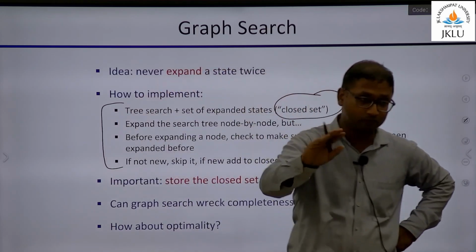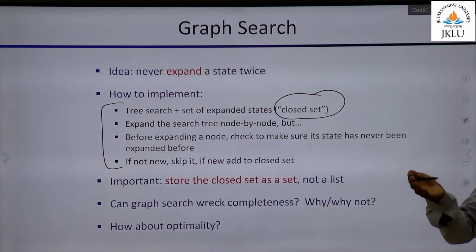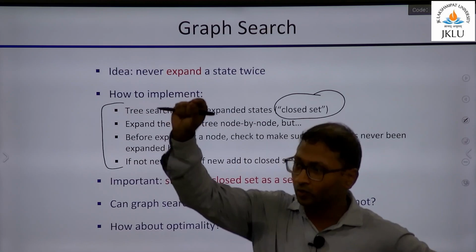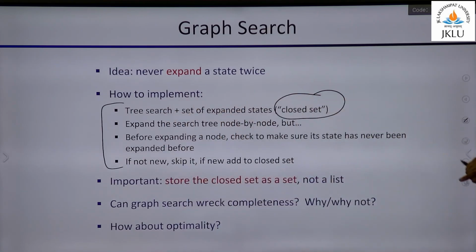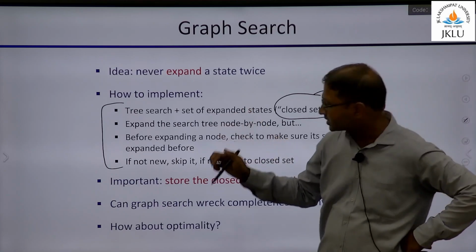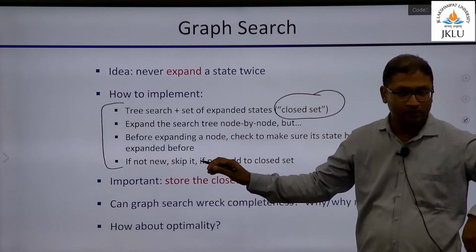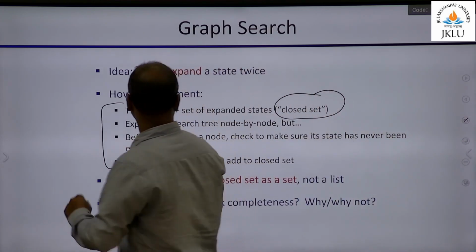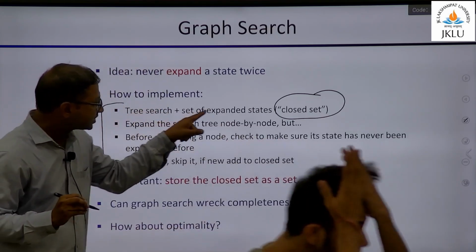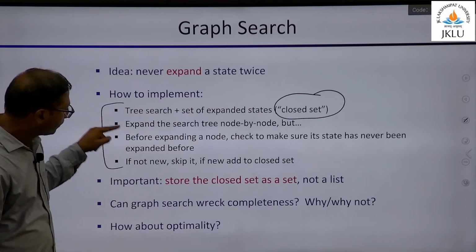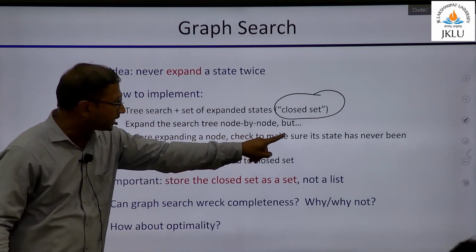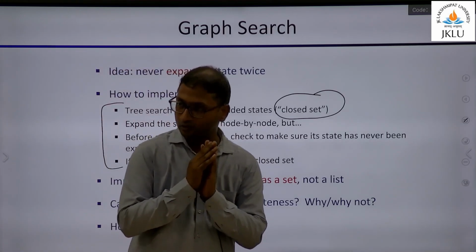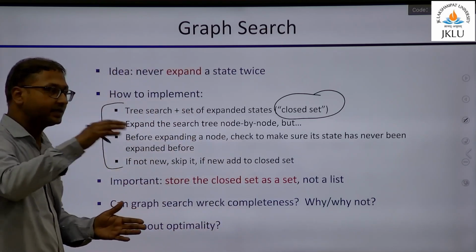You have already thought about all this. So don't read it here. You know how to make sure that you don't repeat. If you have been to one node, if you have been to one state, then keep it marked in some sense. So if not new, skip it, and if new, add it to the closed set. Expand the search tree node by node, that's what we have been doing. Before expanding a node, check to make sure that its state has never been expanded before. If you have expanded it, then don't do it. If it is new, then you have to put it inside the set.